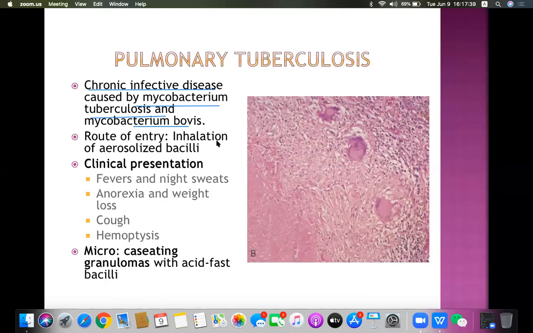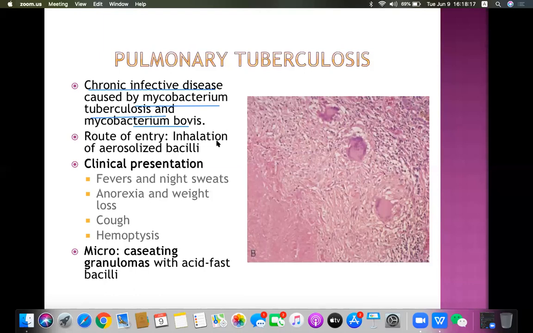Now, when he coughs, thousands of droplets are released into the environment, and when healthy people are breathing, those droplets, also known as aerosolized bacilli, can easily enter into our airway. This is the way tuberculosis is transmitted from one person to the other. Never forget this. For any type of tuberculosis, this is the mode of transmission. Tubercle bacilli always enter into the body through the lung.